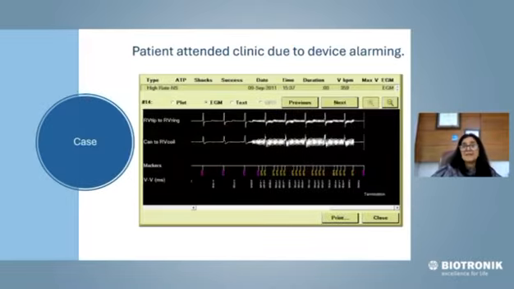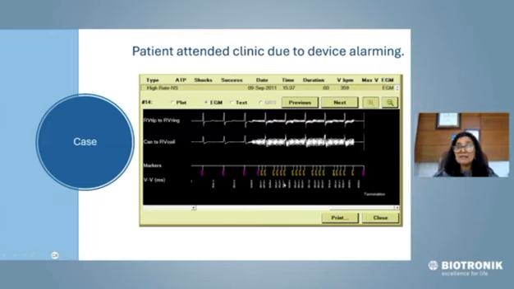The next case is this. This patient attended an OPD because there was a device alarm. So what do you see here in this case? You can clearly see here, this is the near field EGM, this is a far field EGM, and this is the marker channel. So if you look at the near field EGM, you can clearly see there's something happening here. In the far field EGM, and now I've told you what this is, low amplitude, high frequency. This is an electrogram which is showing low amplitude, high frequency, which has been picked up by an ICD as ventricular fibrillation.